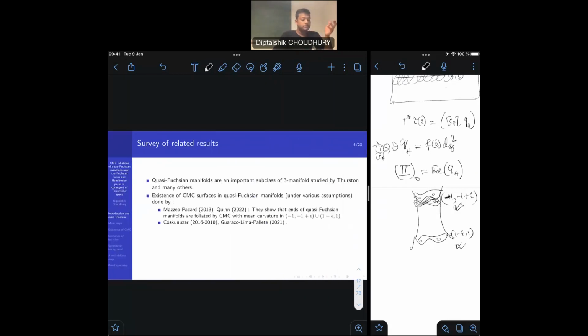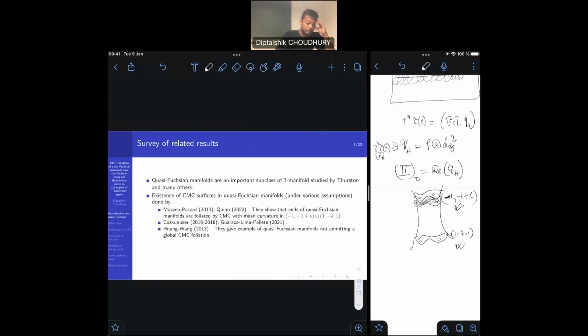Apart from that, there are results of Koskunzer and Guaracolima Paet, in 2016 to 18 and 2021 respectively. Koskunzer has results on the existence of CMC surfaces in H3 or quasi-Fuchsian manifolds under various assumptions on the values of H. More recently, Guaracolima Paet have shown that there exists a foliation of a quasi-Fuchsian manifold by surfaces which have constant sign of the mean curvature. Not really constant mean curvature, but in a similar spirit.